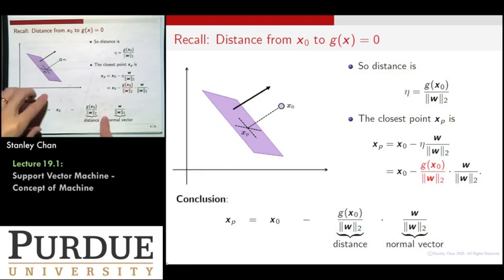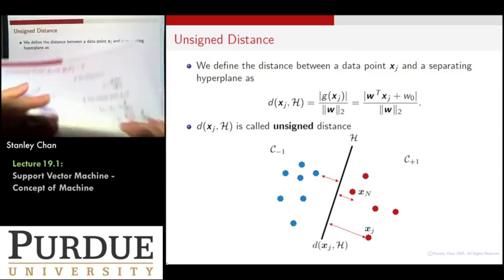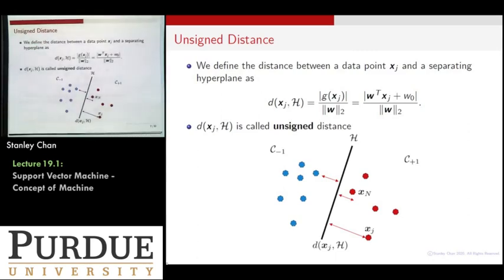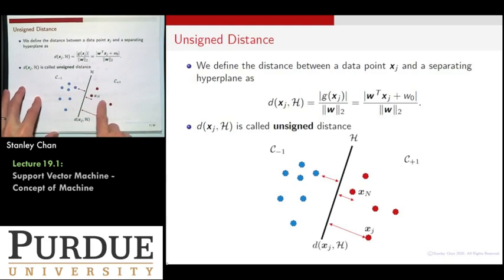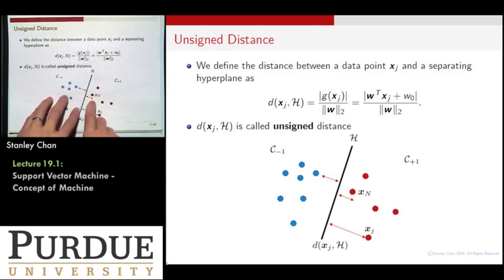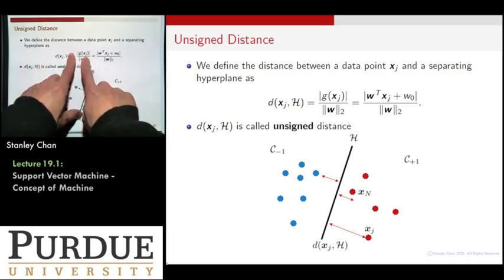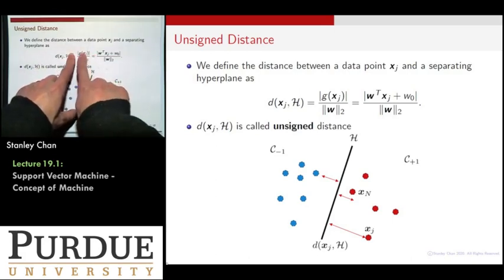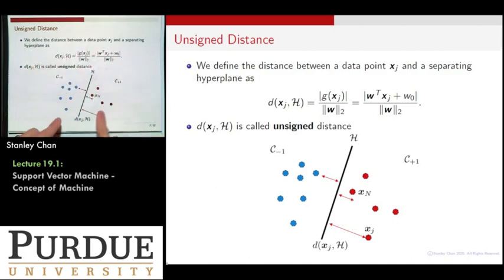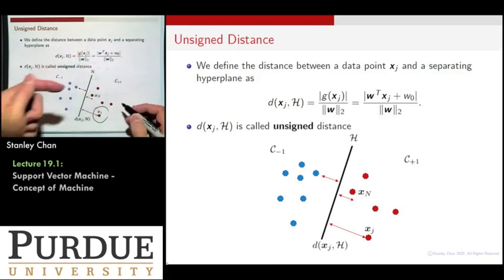Okay, all right. So given all these results, we can try to define a term called the unsigned distance between a separating hyperplane and a data point. How do we define that? I just tell you that the distance between a point and a plane is given by this ratio. You put the data point into your discriminant function divided by the 2 norm of your w. That will be the distance. So if I have a data point xj, let's say I'm looking at this guy, then I just need to put xj into this equation and evaluate. That will give me the distance.